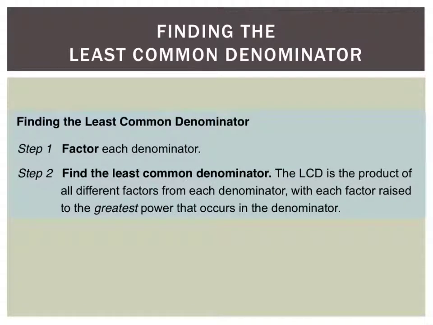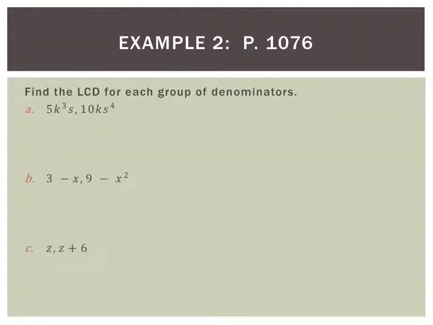Okay, example 1, all of the parts to that example had common denominators, so to find a least common denominator if the denominators are not alike, step 1 is to factor each denominator, and then step 2 is to find the least common denominator. The least common denominator is the product of all different factors from each denominator, with each factor raised to the greatest power that occurs in the denominator. So in example 2, we're going to practice just finding the LCD for each group of denominators.